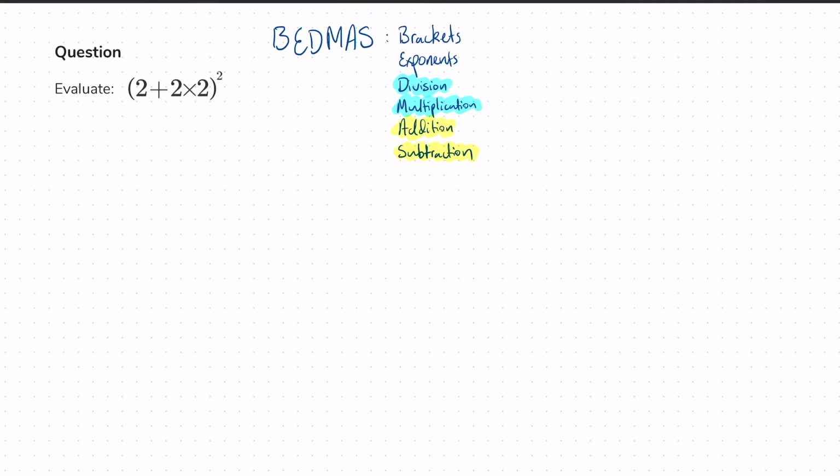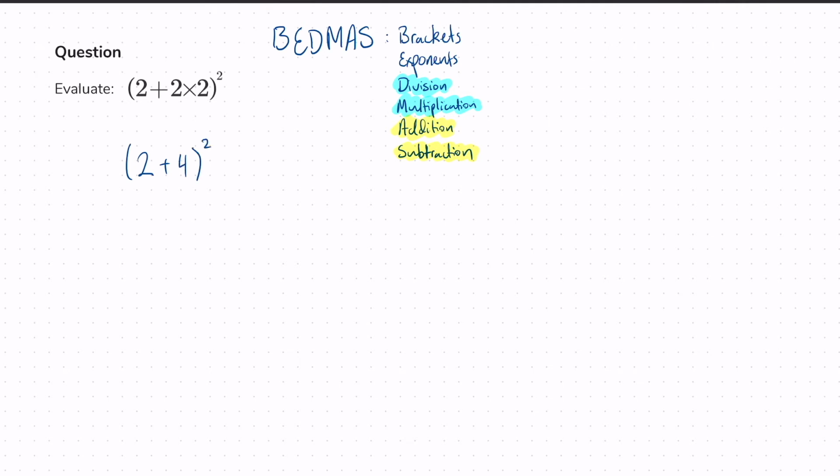So brackets 2 plus 2 times 2, close bracket, squared. The first thing I want to do is the brackets. So I'm going to go inside the bracket first. I'm going to ignore the squared. So within the brackets, I've got 2 plus 2 times 2. So what am I going to do first? The multiplication. So ignoring the exponent for the time being, 2 times 2 is 4.